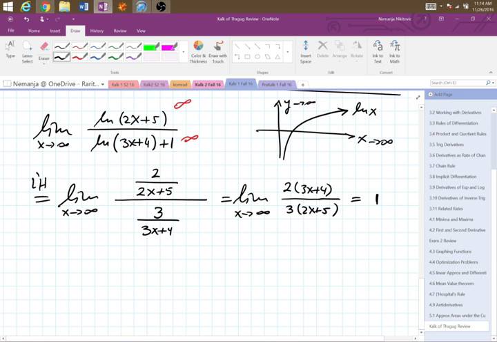This is 2.5, except now you can do spicier problems, right? Because you know L'Hopital's rule and you can take derivatives and work out more interesting stuff. Bueno?